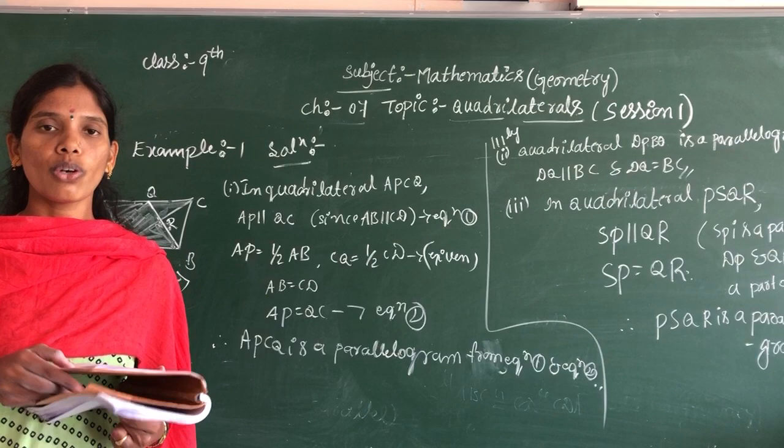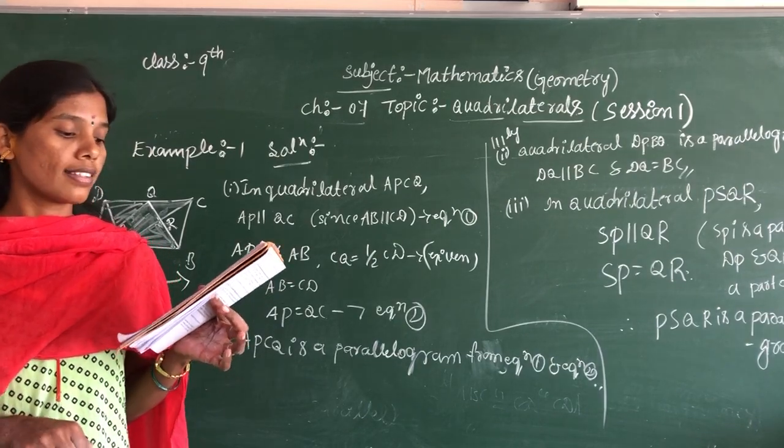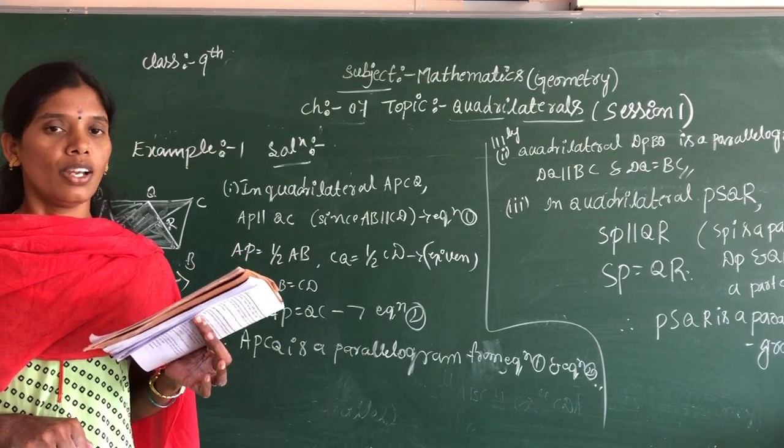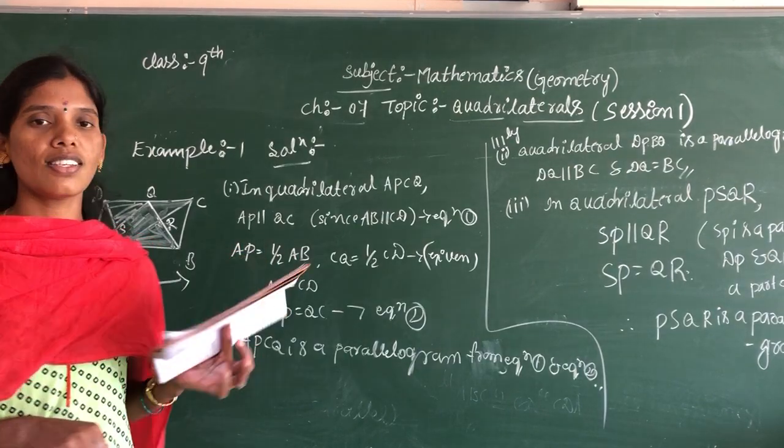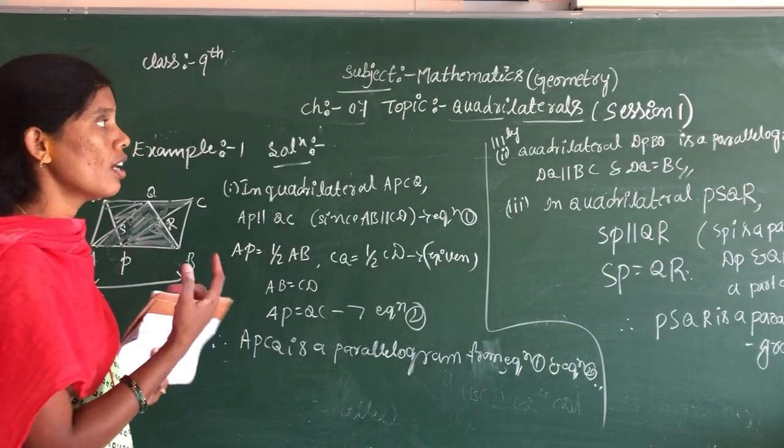Okay children, in the next session we will discuss Exercise 7.1. Are you understood children? This is the quadrilateral topic. So it is easy.